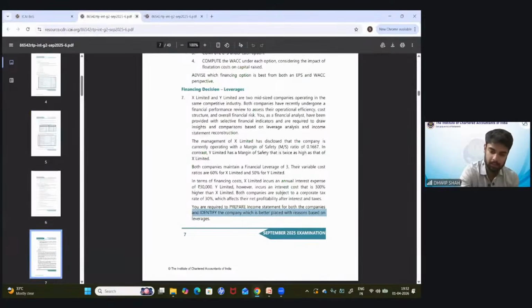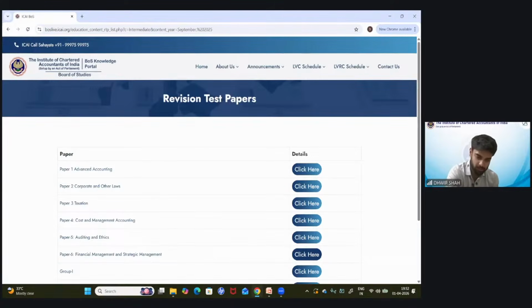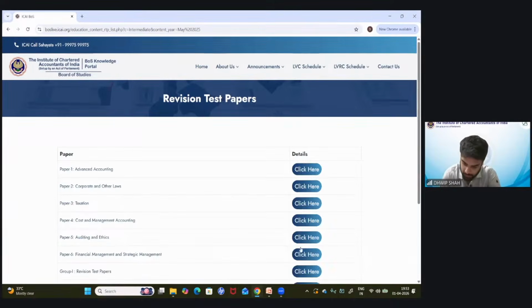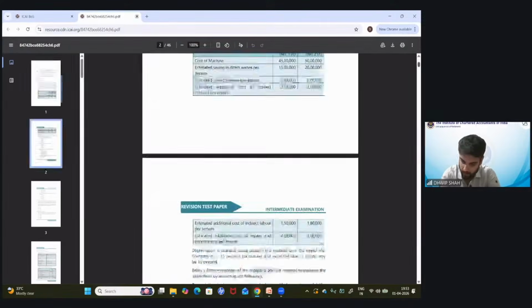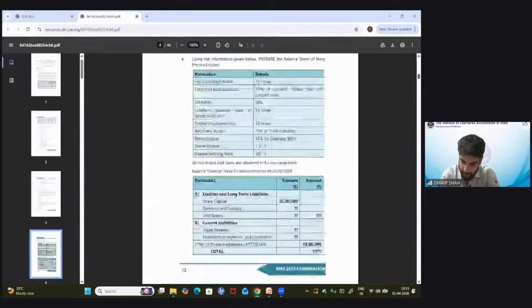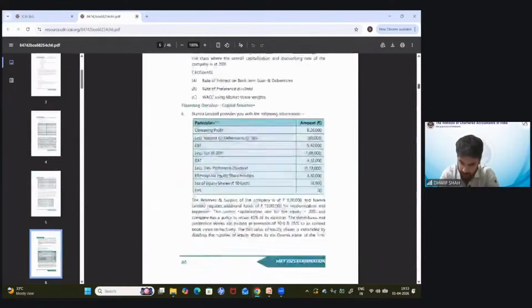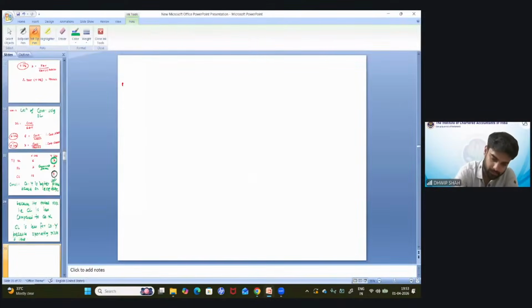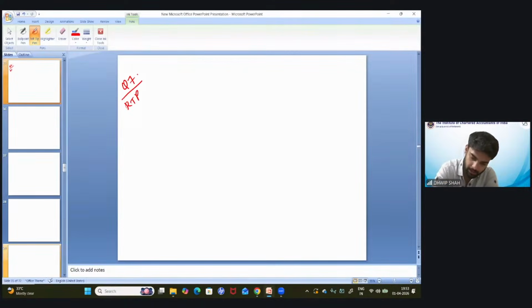So this was RTP September 25. Let's take one more RTP for a leverage question, and then we will move forward to the case study that is given in the module. Before September 25, which comes? May 25. Question number 7 again, RTP May 2025.